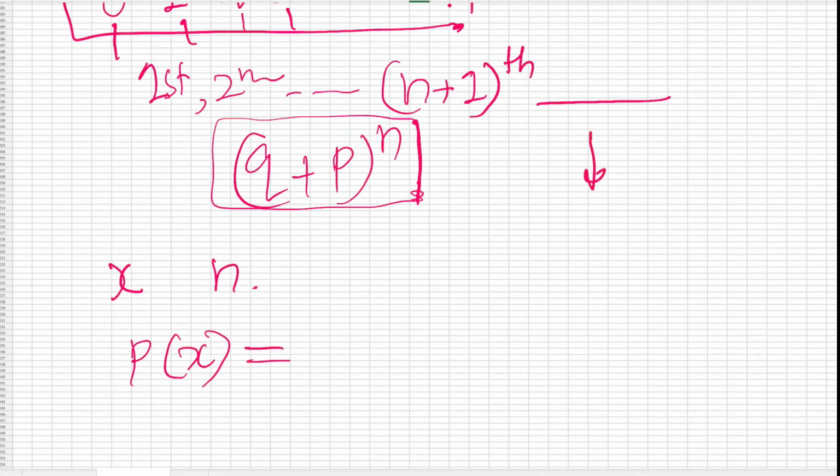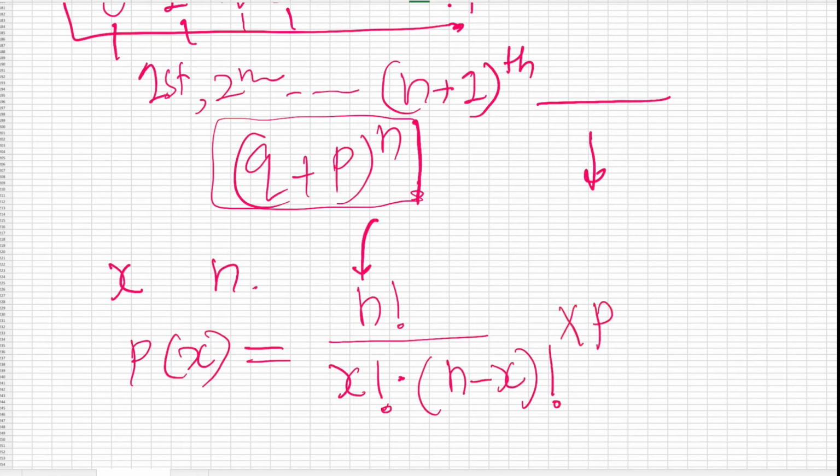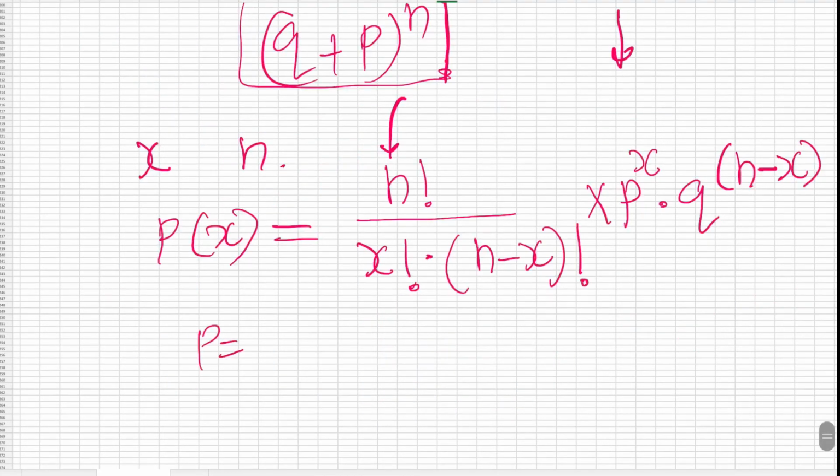The formula for the binomial distribution would be n factorial, where n is the number of times we have done the experiment, divided by x factorial, where x is the specific number we want to find the probability of, multiplied by n minus x factorial, multiplied by p raised to the power x, multiplied by q raised to the power n minus x, where p is the probability of success, and q is the probability of failure.